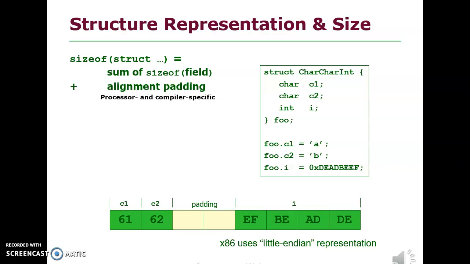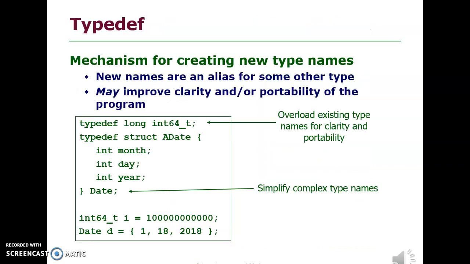Character 1 will be occupying 1 byte, character 2 will be occupying 1 byte, and integer will be occupying 4 bytes because it is a 32-bit machine. If it is an 8-bit machine it will be 2 bytes, and then padding of information. And this is also another way you can define the structure using type definition. Typedef struct adate, month, day, year, and here you can create the reference, and this will have the month, day, year, and here date d equal to, you can assign the values 1, 18, 2018 like this.